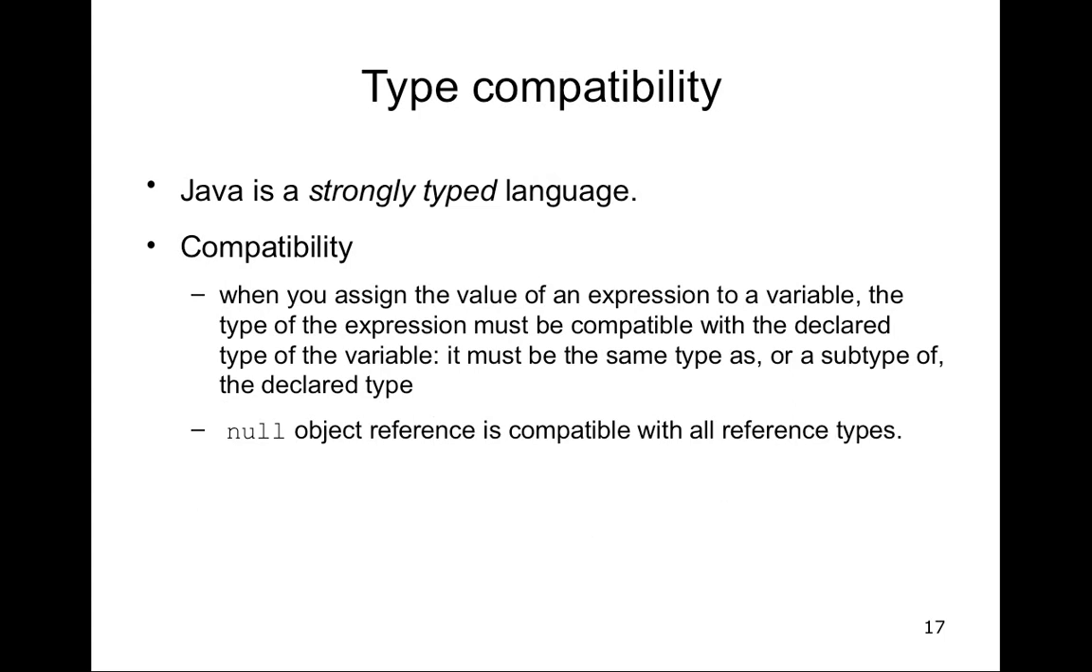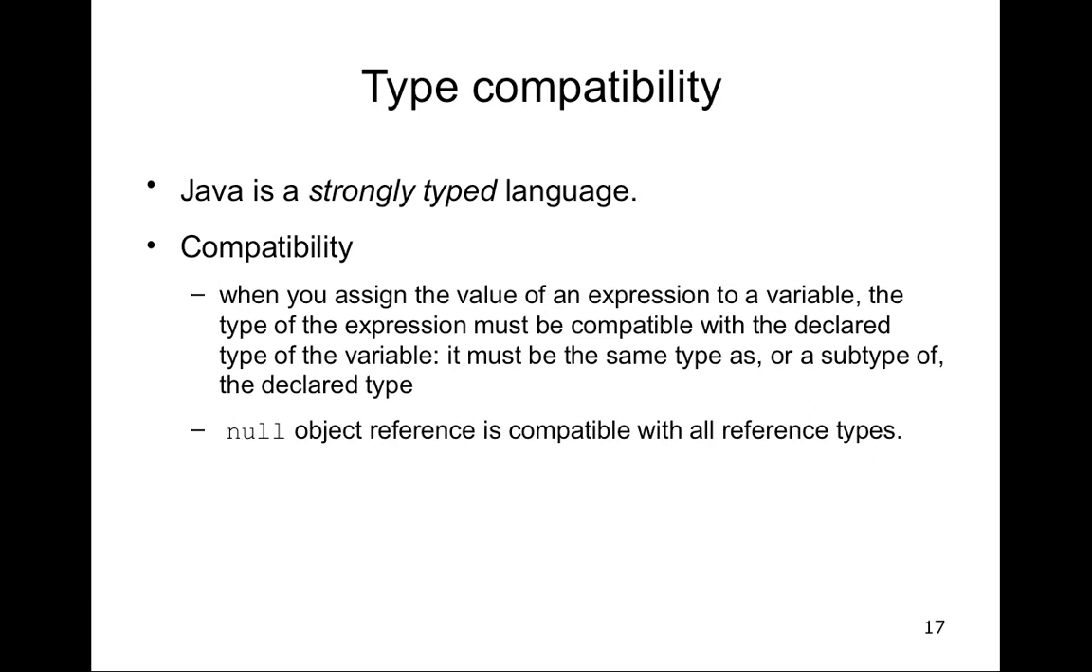No, actually we got here too. Strongly typed language. So we know that we can set null object references. It's compatible with all of the different reference types. Any object can be null. Null means it's not set. So in terms of compatibility, you can assign the value of expressions to variables. They must be of the same type in order for it to work. So it must be of the same type or a subtype of the declared type.